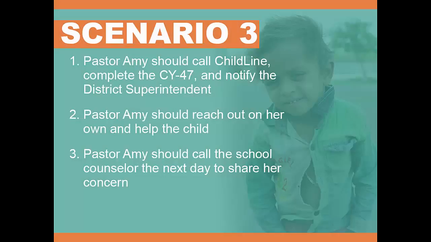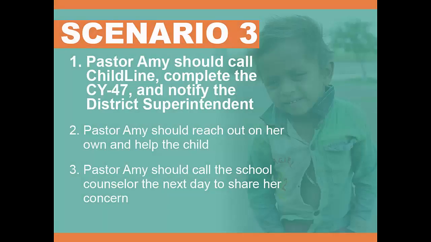Option 1. Pastor Amy should immediately contact Childline, complete a CY-47 report for the county where the abuse is observed, and contact her district superintendent regarding the incident. Option 2. Pastor Amy should attempt to reach out on her own and help the child. Option 3. The next day, Pastor Amy should call Kelly's school counselor, sharing her observations and seeing what the counselor recommends.